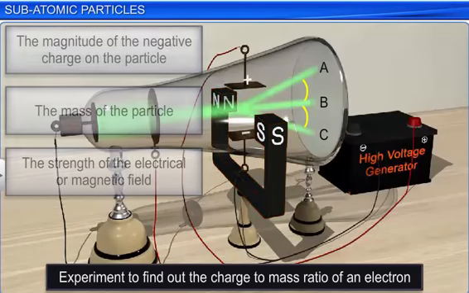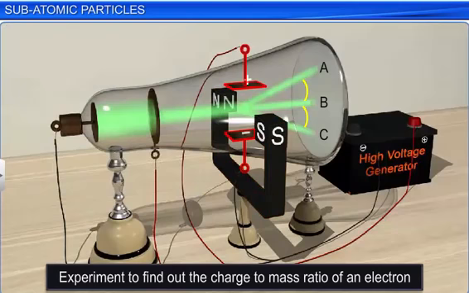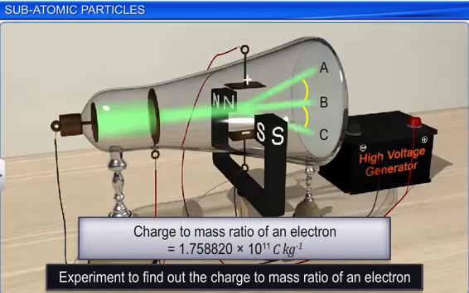When only electric field is applied, the electrons deviate from their path and hit the cathode ray tube at point A. Similarly, when only magnetic field is applied, electrons strike the cathode ray tube at point C. By controlling the deviation of electrons by varying the strength of electric and magnetic fields and accurately measuring the amount of resultant deflections, he calculated the charge-to-mass ratio of an electron, which equals 1.758820 × 10^11 coulombs per kg.